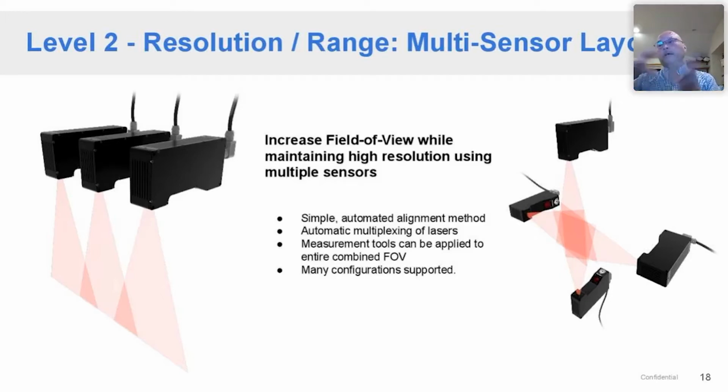They can be arranged in multiple different combinations, also in a ring, in what we call reverse buddy mode. So you can eliminate some shadowing, etc. There's a lot of different configurations that are available. And alignment is more or less automatic within the Gocator software.